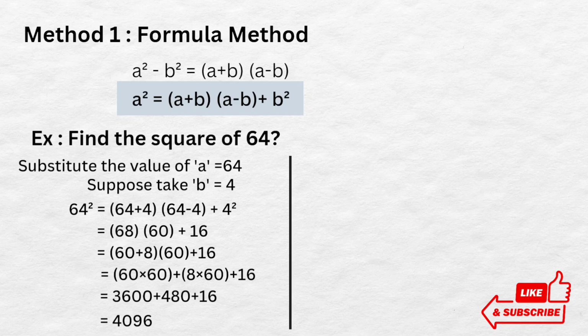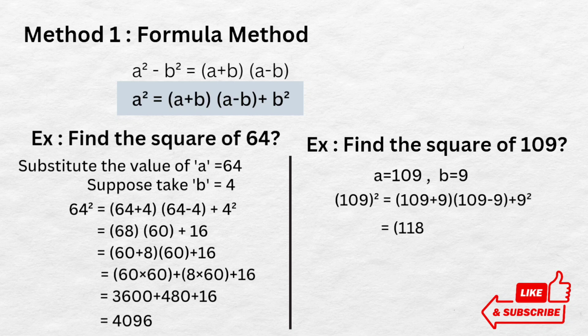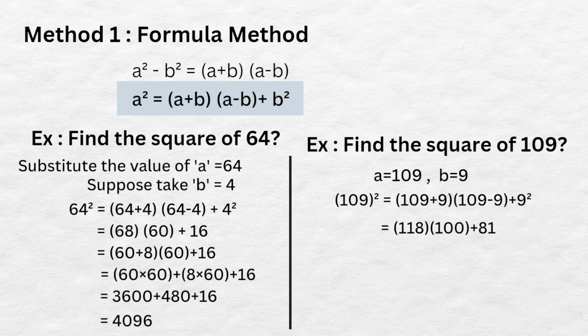Now take another example. Find the square of 109. Substitute the value of a as 109 and b as 9 directly into the equation. 109 square is equal to (109 plus 9) into (109 minus 9) plus 9 square. Then we get 118 into 100 plus 81. By solving this equation, we get the final answer as 11,881.